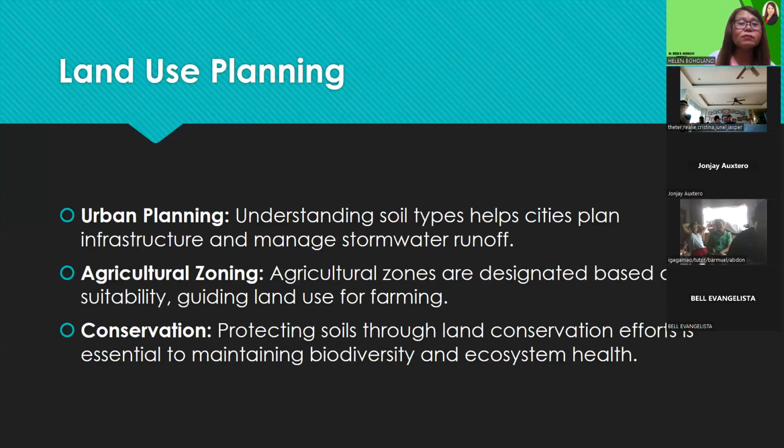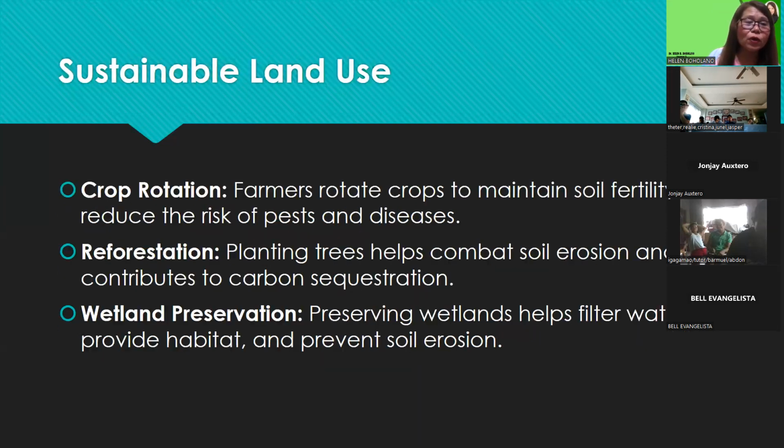In terms of land use, it is important, as well as sustainable land use. I mentioned this a while ago: crop rotation. After the plants die, the stalks and leaves decompose and become fertilizer. Another plant or variety will then be planted. This is what we call crop rotation.